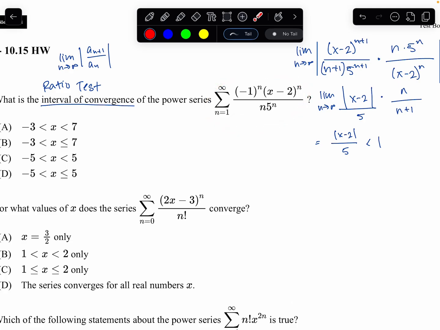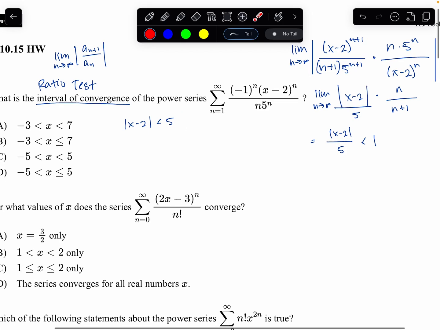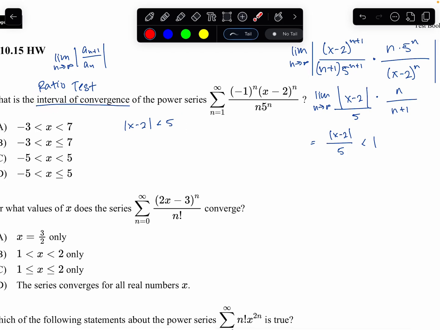And so in this case right here, we're trying to find the interval. So I'm going to multiply by 5 over here. So I'll get the absolute value of x minus 2 is less than 5. By the way, we just found the radius of convergence. The radius of convergence is 5. Now we are looking for the interval.